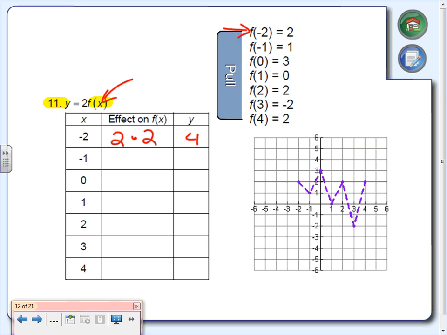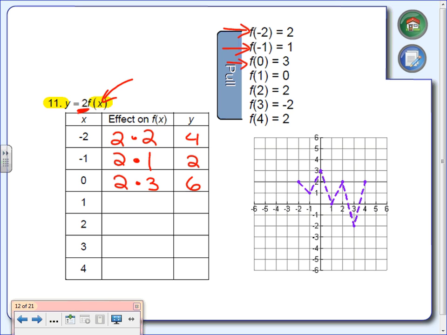Now let's plug in a -1 for the x. What is f of -1? F of -1 is a 1. But we need to take that 1 and multiply it by this 2 right here. So 2 times 1 is 2. 0. Let's plug in a 0 for the x. F of 0. According to this, it says that f of 0 is a 3. But we're going to take that 3 and multiply it with the 2. So 2 times 3 is going to give you a 6.